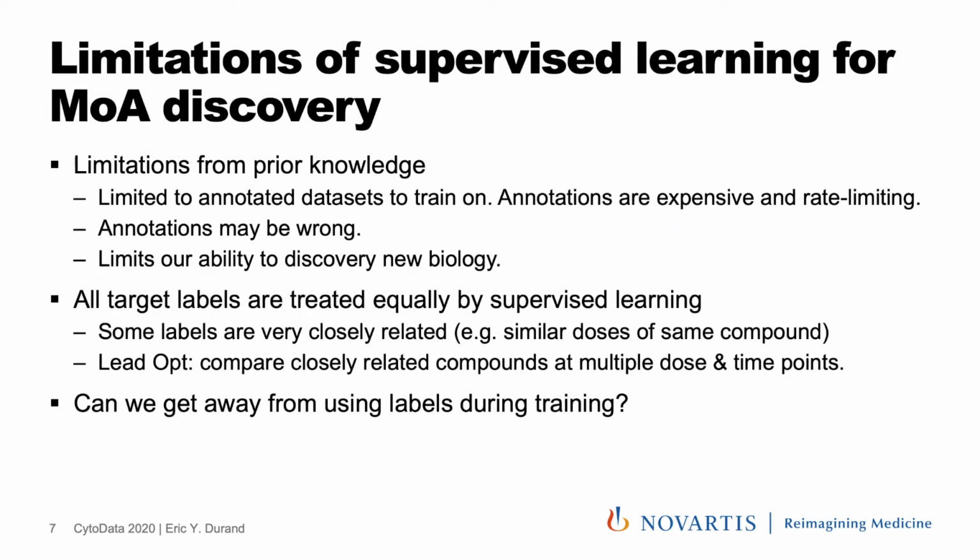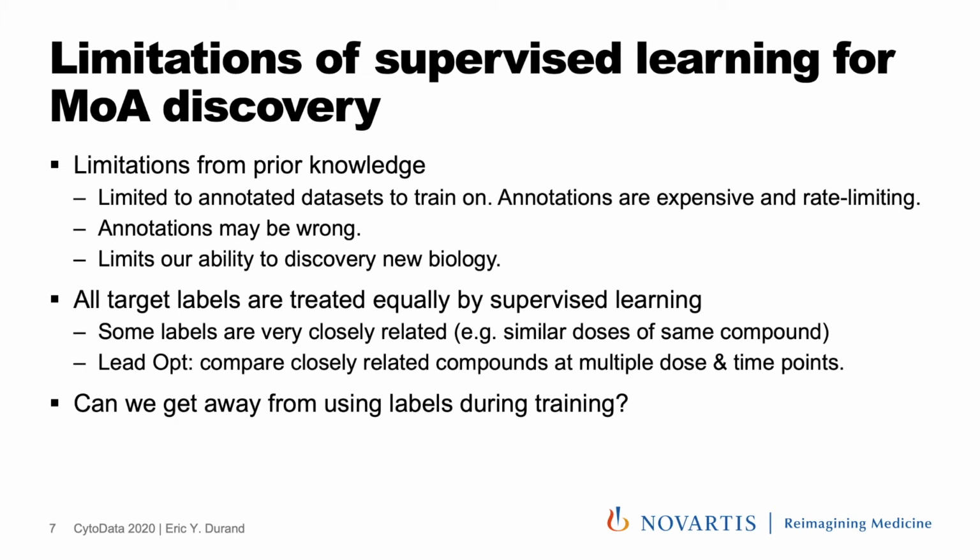So despite its great performances, I think there are mainly 2 types of limitations of supervised learning for mode of action discovery. Perhaps the most obvious one is that we're limited by prior knowledge, right? We're limited to annotated data sets to train on. Annotations are expensive and rate limiting to obtain. And even if you train on treatment, so apply some kind of pseudo-supervised approach, then you're still facing other limitations. The annotations also may be wrong, and it simply limits our ability to discover new biology because we try to predict things we already know.